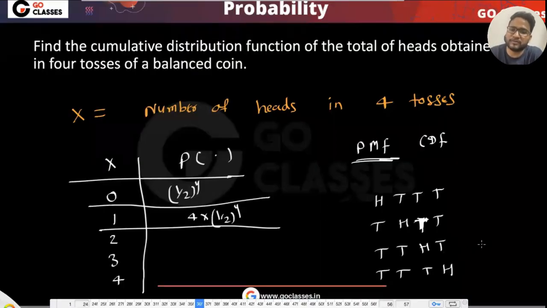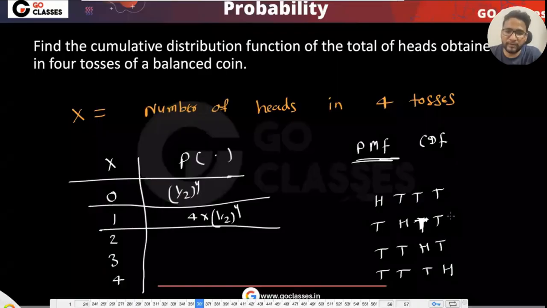So you can say 4C1, okay? Because instead of listing out all of this, you can say 4C1. It will come under the Bernoulli distribution. I will teach you the Bernoulli distribution in tomorrow's class. After that, you will be more comfortable. And this is actually following a Bernoulli distribution.